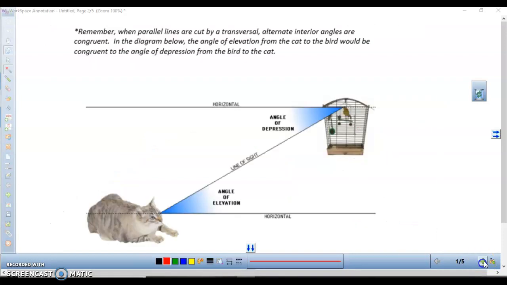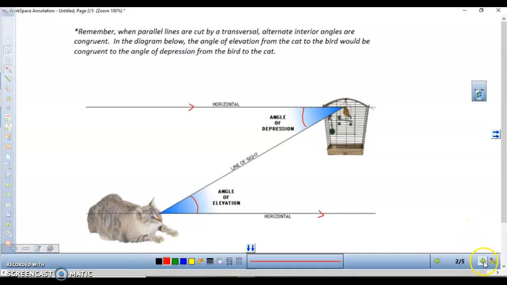And one other thing that we can apply here is that, we learned earlier in the year that when parallel lines are cut by a transversal, alternate interior angles are congruent. So in this diagram, we have two horizontal lines, one out from the bird and one from the cat. And of course, two horizontal lines are going to be parallel to one another. This line of sight between the two would act as a transversal. And so we would know that this angle of depression would have to be congruent to this angle of elevation. So in a problem, if you're given an angle of depression, you could always put that same angle as the corresponding angle of elevation. And again, in just a moment, I'll show you how that works.